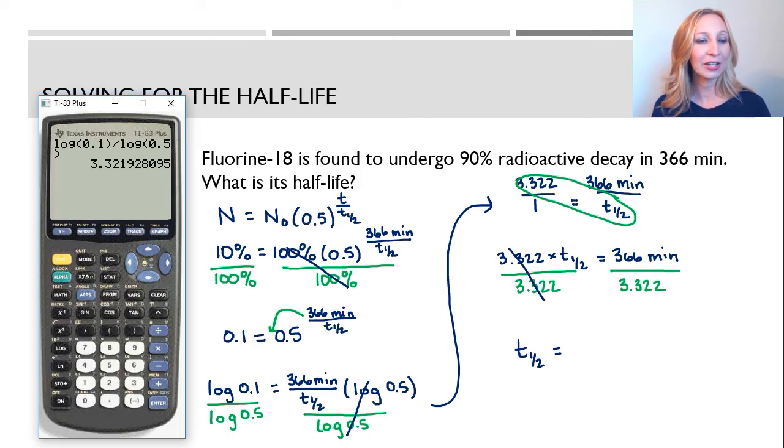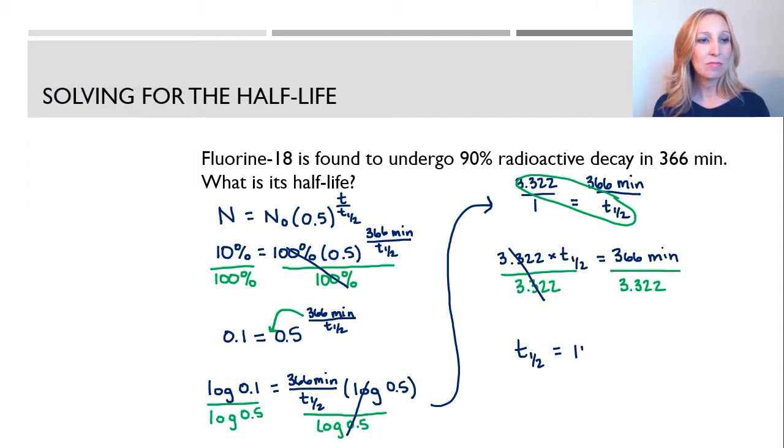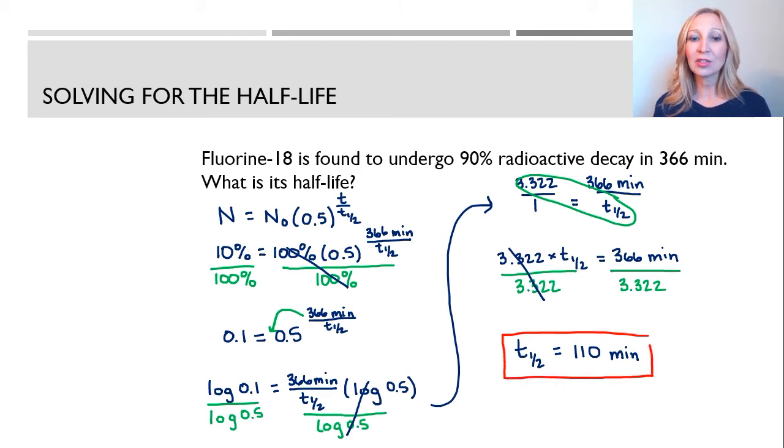So I'm going to pull up my calculator here, and I type in 366. I'm going to divide that by the answer from the previous problem, and I get 110. Now let's look at the units for that. The units will be the same units as the ones I used for that time that took place. So the answer, the half-life, is 110 minutes for this problem. So the half-life of fluorine-18 based on this information is 110 minutes.